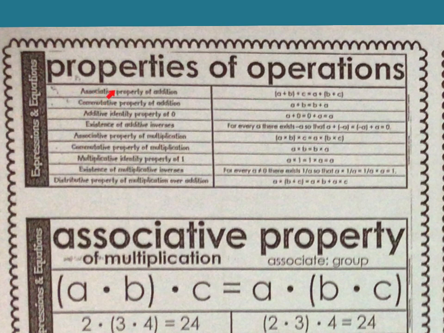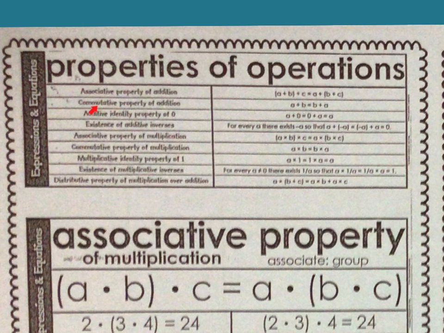So associative, what it makes me think about is association, grouping. You can group things in different ways. So the way that we associate things is the way we group things in different ways. So that's what it makes me think of.